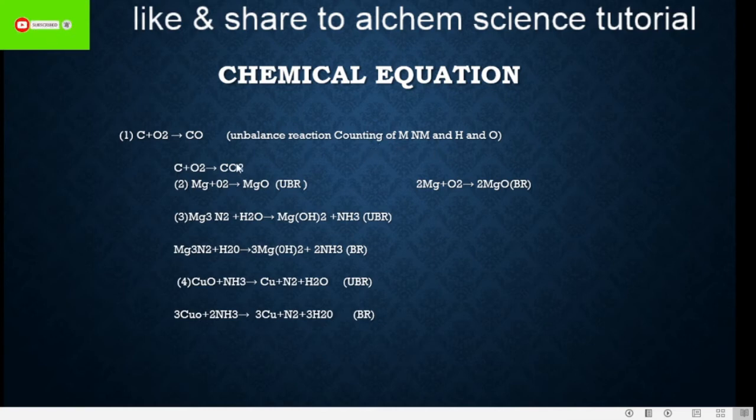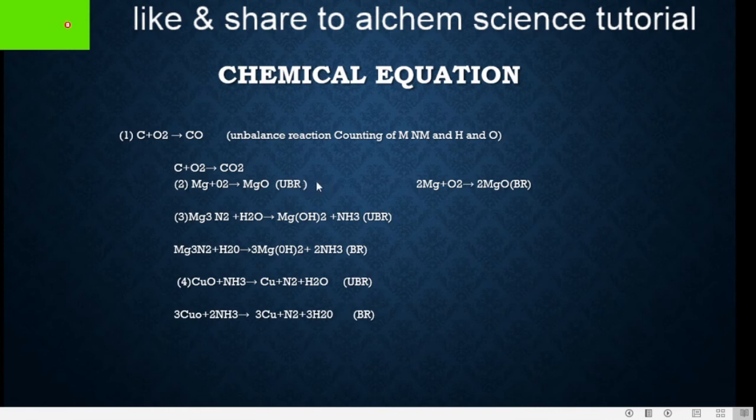Now we will balance this reaction: Mg3N2 plus H2O gives magnesium hydroxide plus NH3. This reaction is unbalanced. First of all you need to count the metal present in this reaction. How many metal atoms are there? 3 magnesium. Here we write 3 magnesium. After that, 3 magnesium hydroxide gives 6 hydrogen, so 6 hydrogen is there. Here 2 NH3. This is the unbalanced reaction.